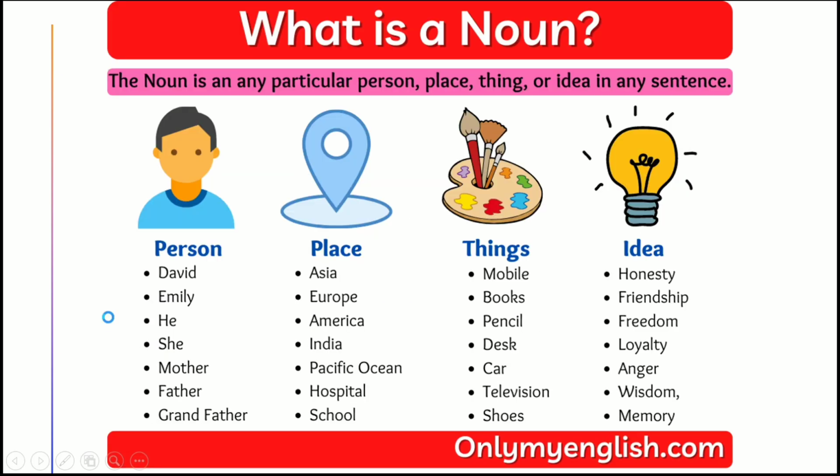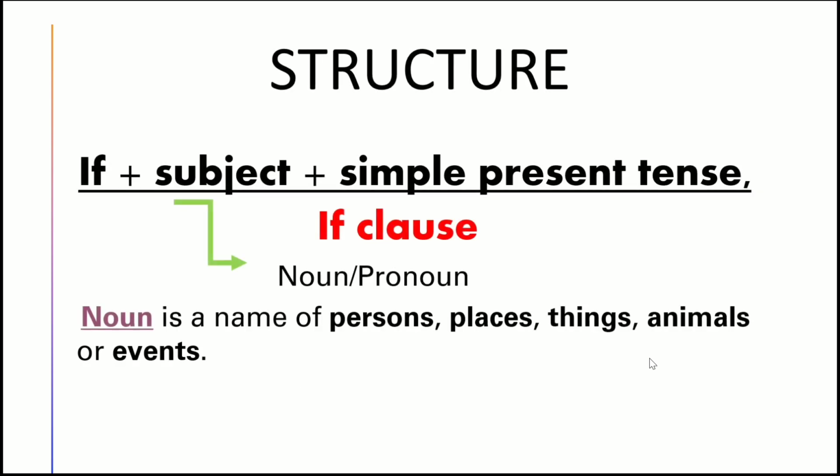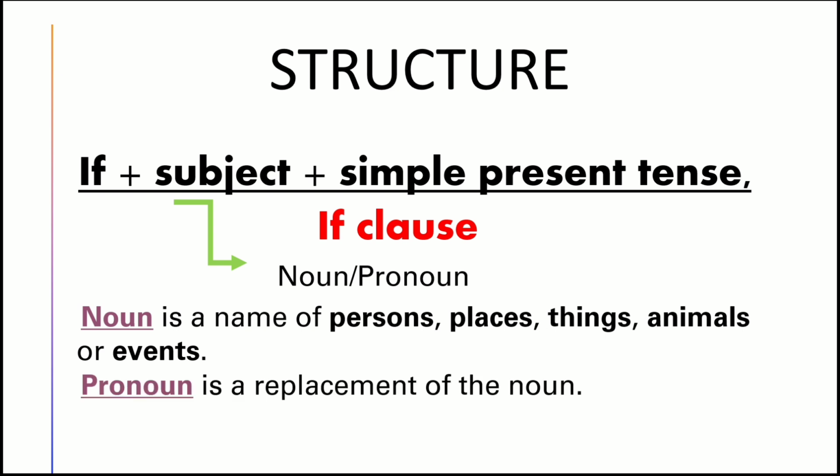So, to give you an example of it, meron tayo nito. For person, we have David, Emily, and such. For place, we have Asia, Europe, America. For things, we have mobile, books. And of course, for idea, honesty, friendship, and etc. Okay? So, yun yung ginagamit natin in noun. Again, those can be subject. Okay? Pwede natin gamitin yon as our subject.